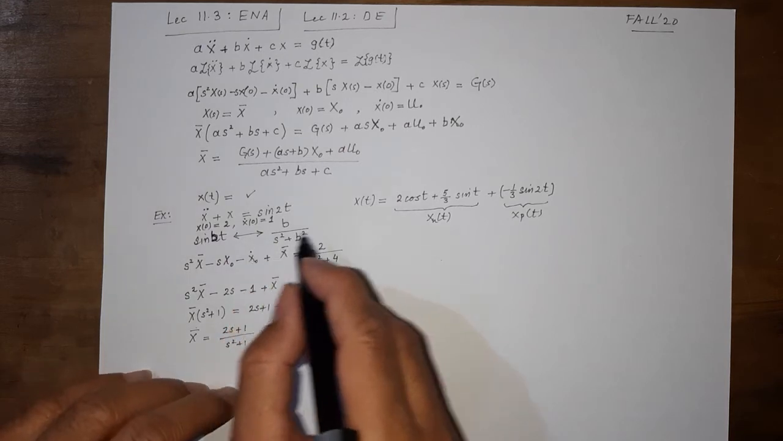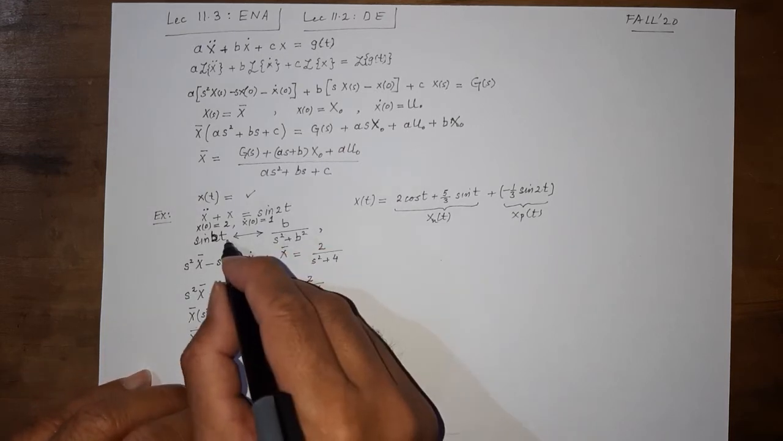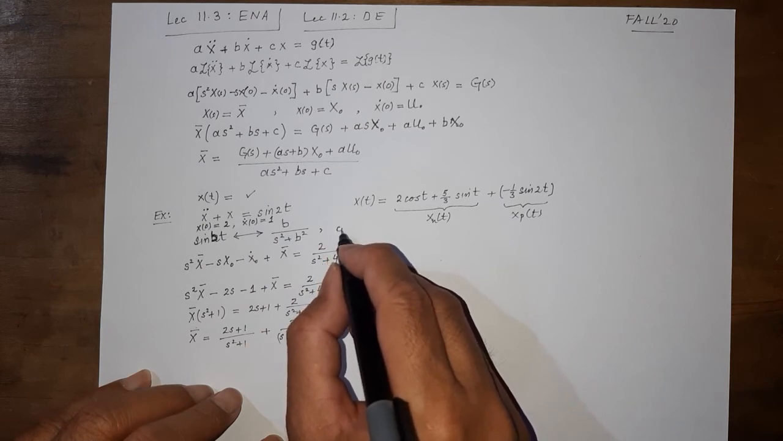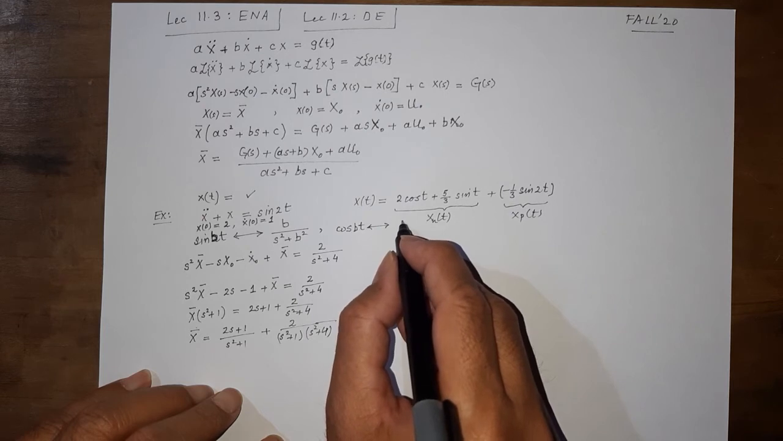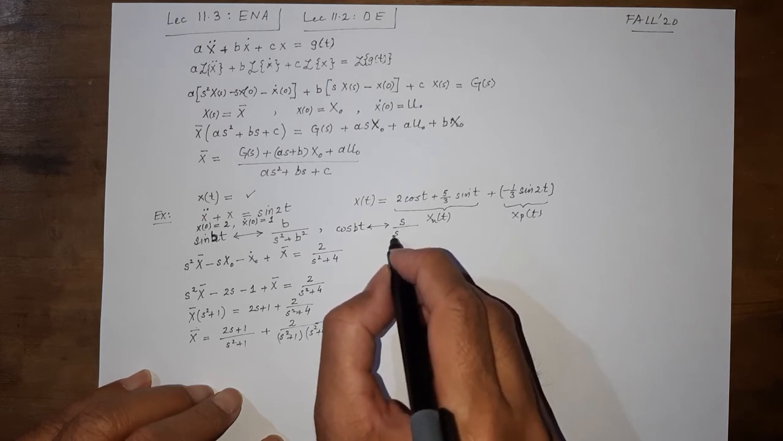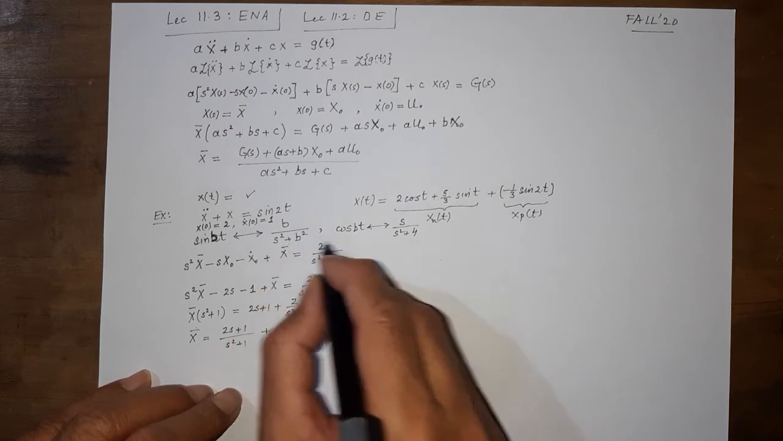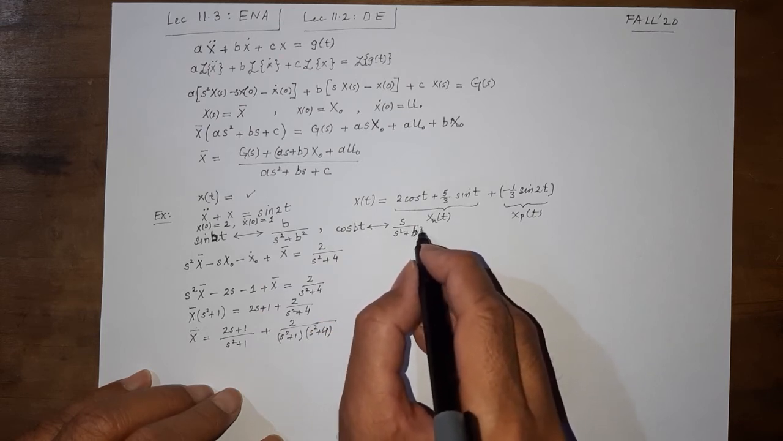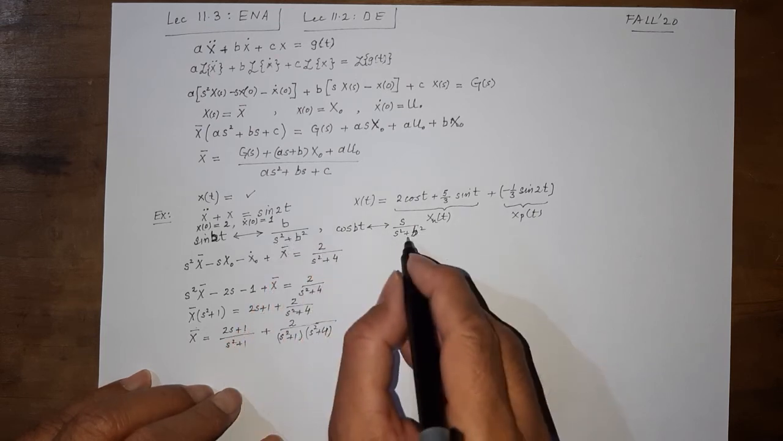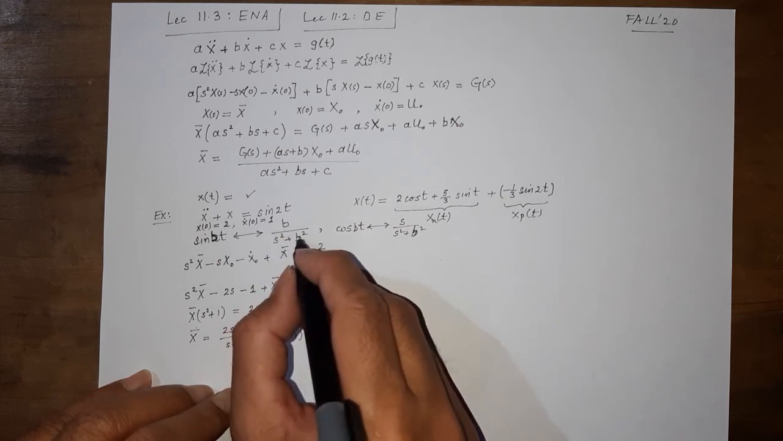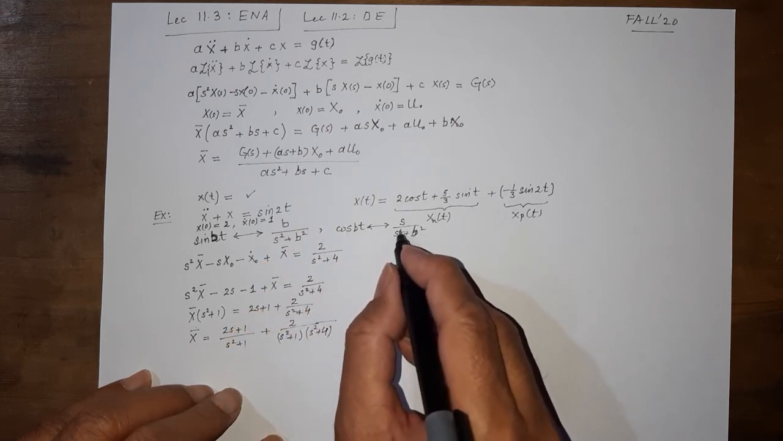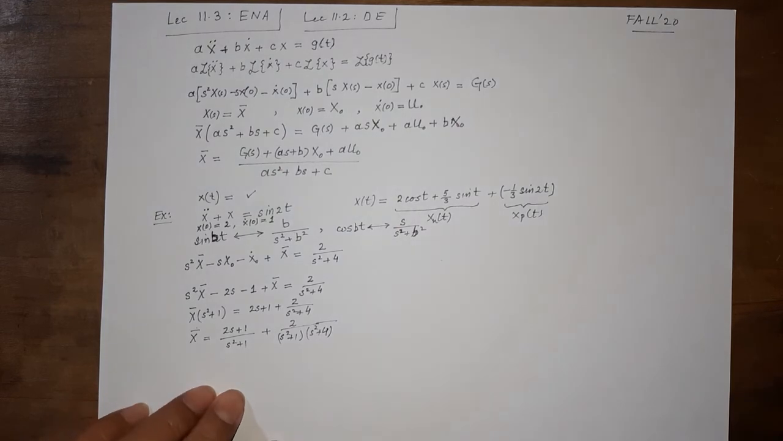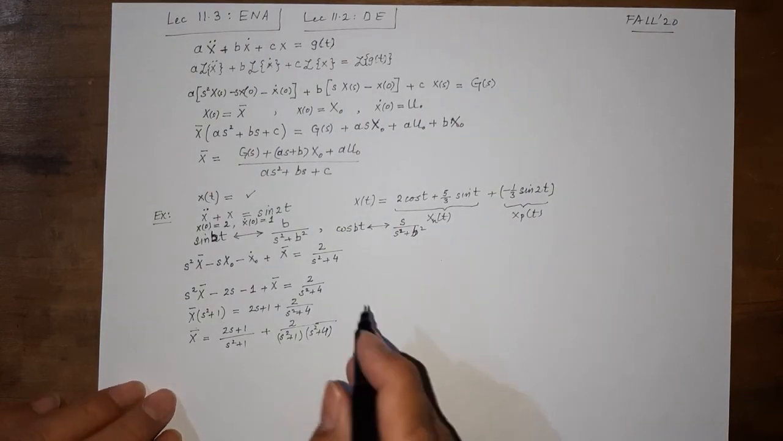Let me also give you another Laplace transform pair here: if we have cos bt, then the Laplace transform is going to be s over s square plus b square. The denominators are the same, s square plus b square. Here we have the square root of this term, and here we have s, square root of this term. So we can use this now.